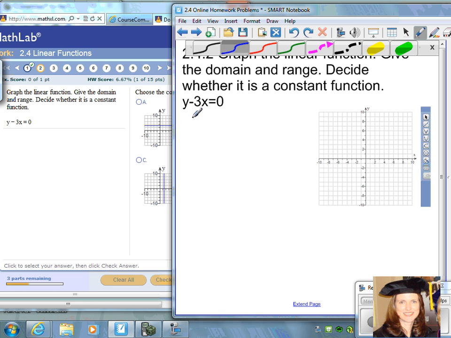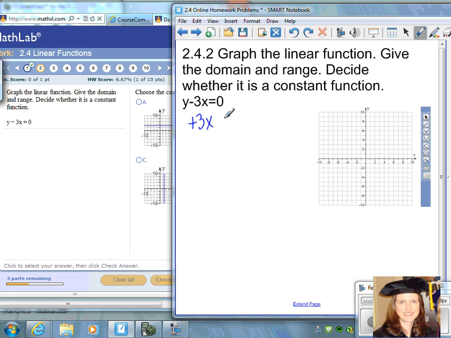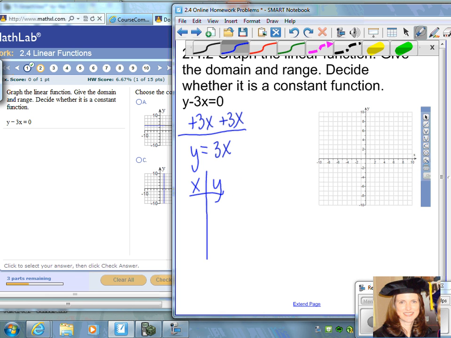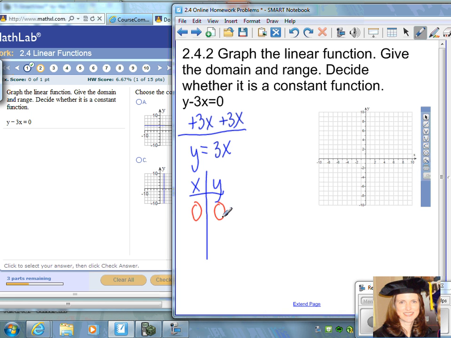So if you take this equation, I'm going to add 3x to both sides of the equal sign. And my new equation is y equals 3x plus 0, or simply y is equal to 3x. Then make a table of values for x and y. And again, you only need to plot 2 points here and use a ruler. For example, if x is 0, plug in 0. y is equal to 3 times 0, which is 0. And when x is 1, y is equal to 3 times 1, which is 3.